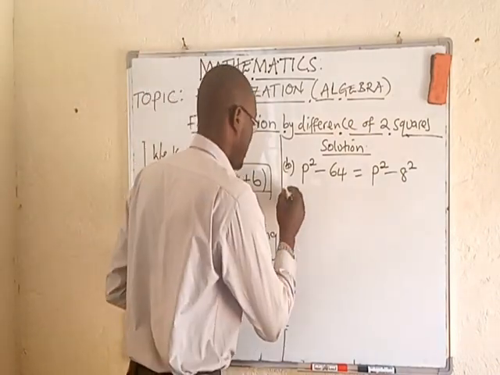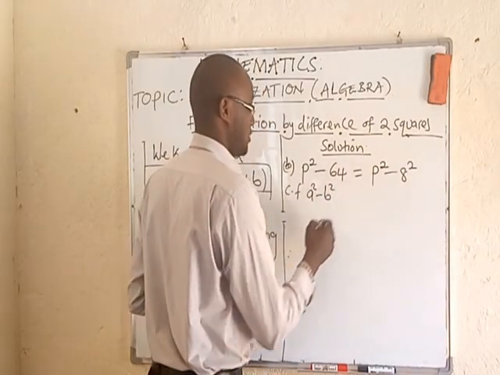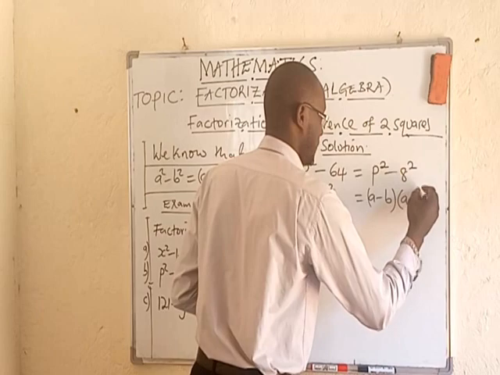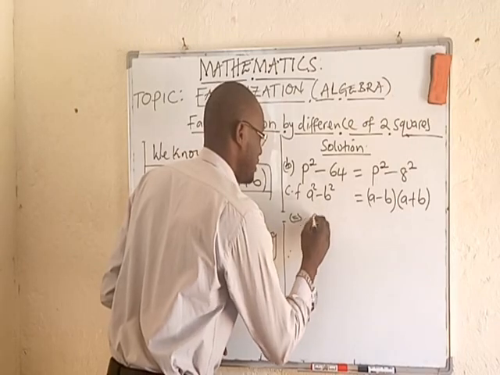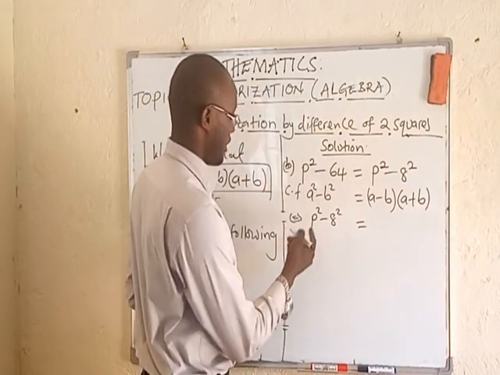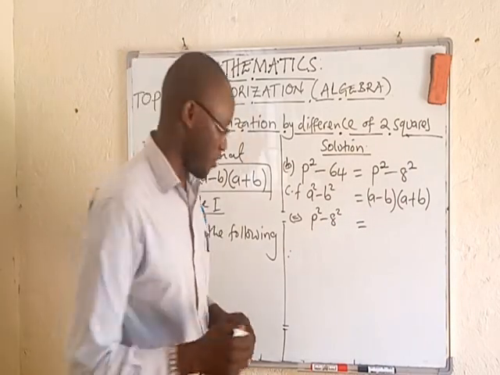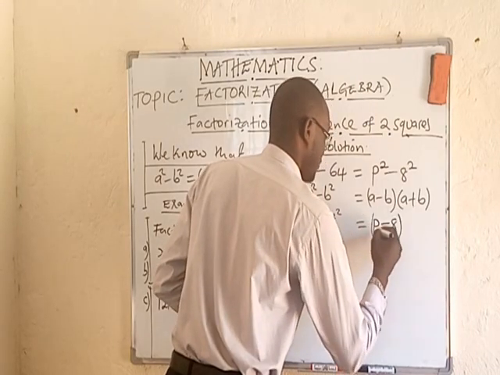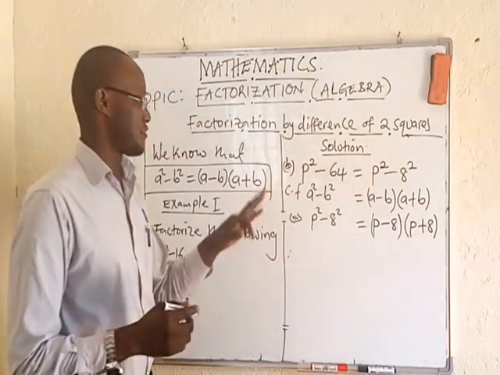So we tell the examiner, Mr. Examiner, sir, compare from the original expression a squared minus b squared, which is the same as a minus b into a plus b. Wonderful. What about our p squared minus 8 squared? The value of a has become p, the value of b has become 8. Substitute into the original formula. So this is the same as p minus 8, then into p plus 8. Marvelous.